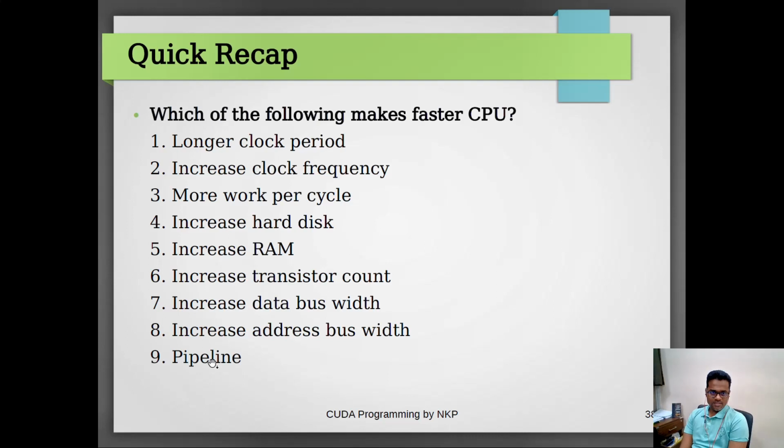Now we have seen some parameters to improve the performance of your single-core CPU, but of course there are some limitations and we are not able to go beyond that. In the next episode we'll see what other ways there are to improve the performance of the CPU.